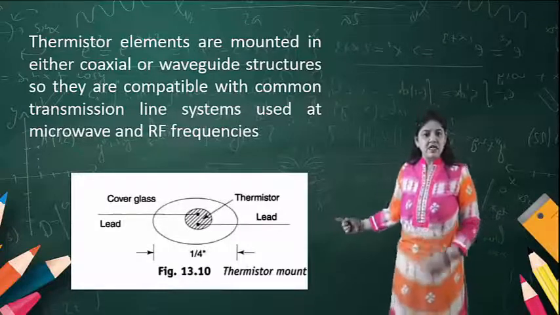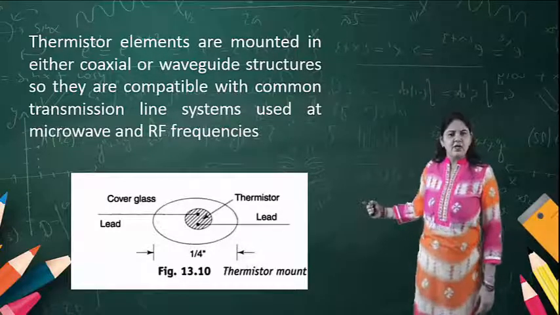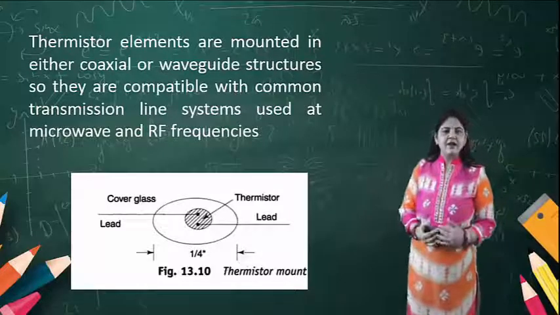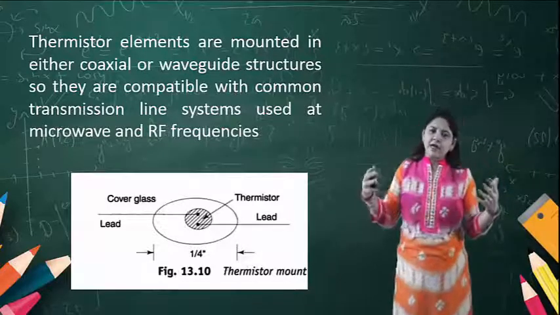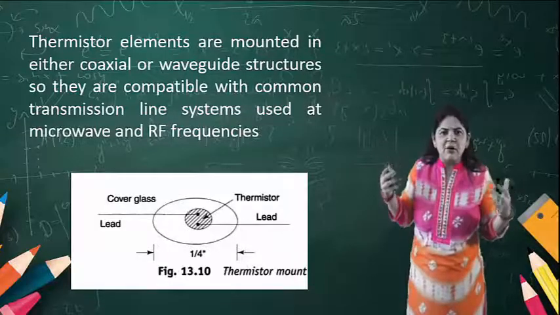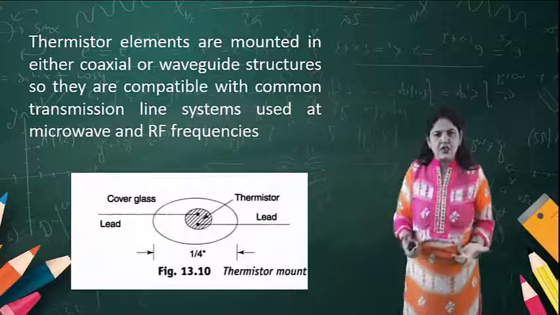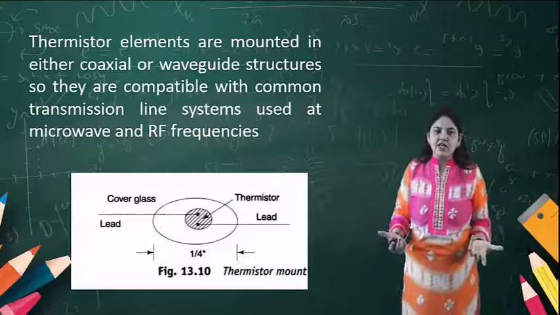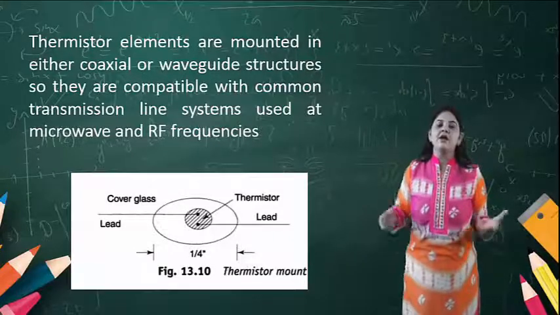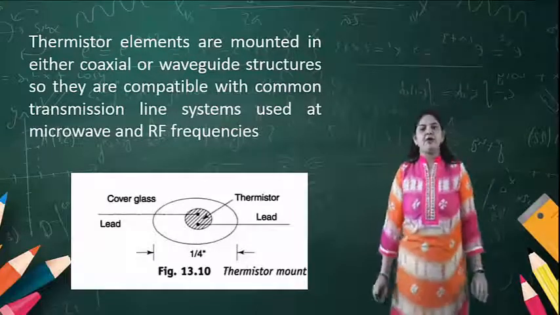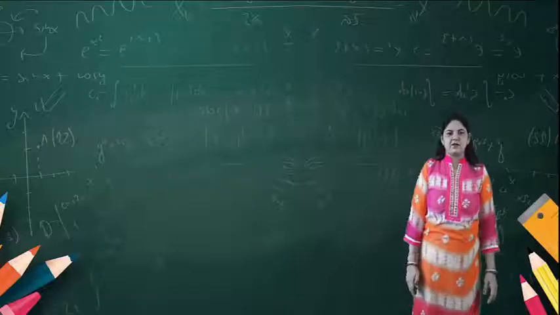Here you can see in the diagram the thermistor that is mounted, and it is put inside a waveguide structure, so that when the microwave falls onto it, it produces heat energy. That heat energy is useful, and we can measure the power.